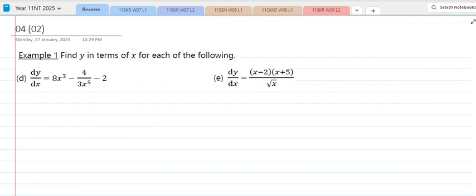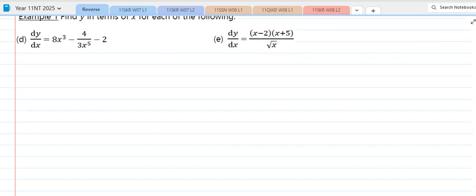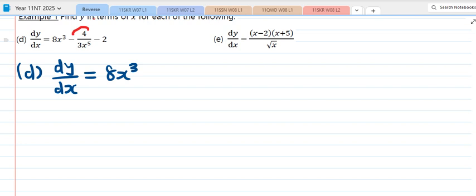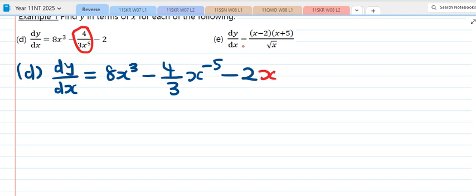The next one is you have to find y in terms of x for this. So this one, for part D, if you look at overall, dy by dx equals 8x power 3. But then as for this one, you have to change it into 4 over 3 x to the power of 5. If you bring it to the numerator, it will be x to the power of negative 5, minus 2. But then for a constant 2, there is an x actually next to it. It will be x to the power of 0.